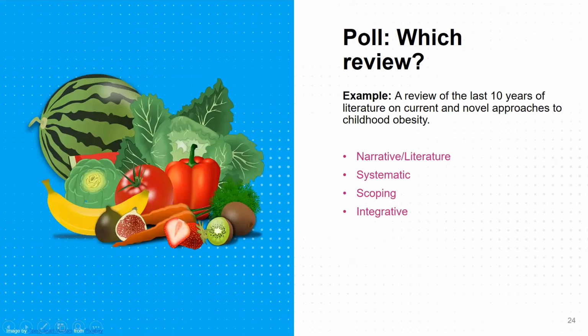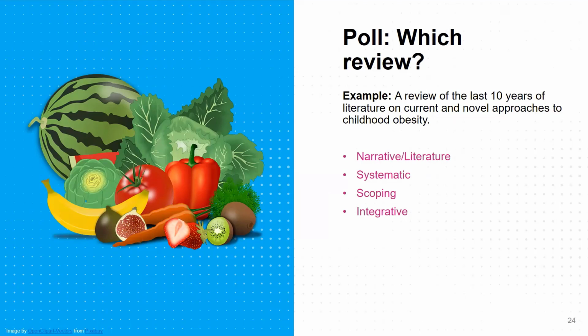So I'm going to do some other quick polls here. So I'm going to launch this poll. And here is an example of a certain type of review. If you want to tell me what you think this review is. So it's a review of the last 10 years of literature on current and novel approaches to childhood obesity. In the interest of time, I'm not going to give you that much time to fill this out, but please give me your best guess. And once again, these are all anonymous, so you are not being judged on your answer.